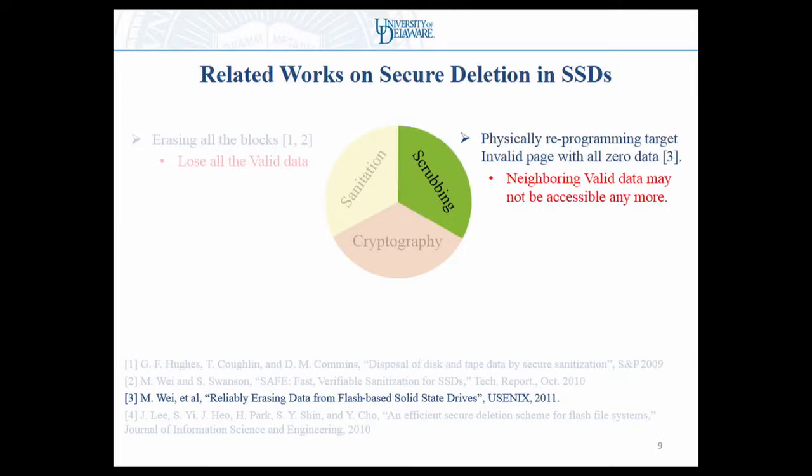What they do is target invalid pages and try to physically reprogram that page, because if you remember, writes change ones to zeros. So they say, why not change the rest of the ones in the page to zero so the page is not going to be accessible. But the point is there is this program disturb effect in SSDs, which means that if you do such a thing, the valid neighboring data may not be accessible anymore.